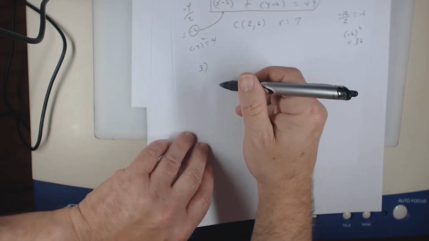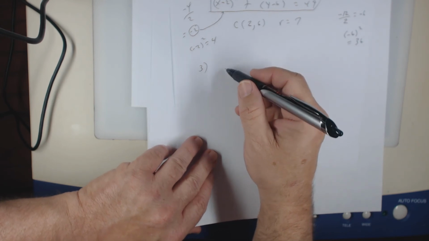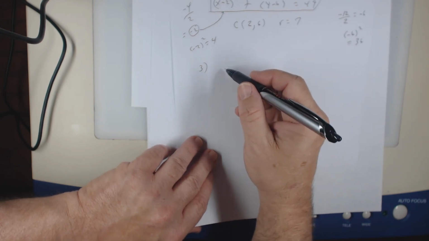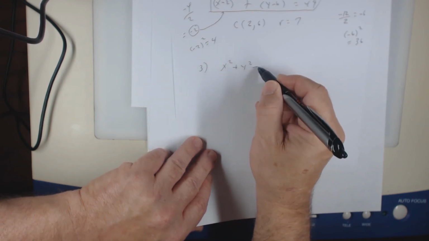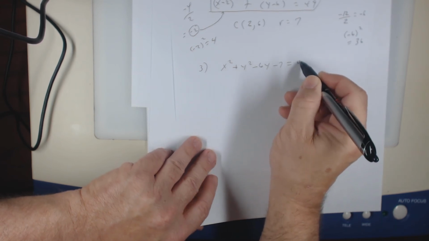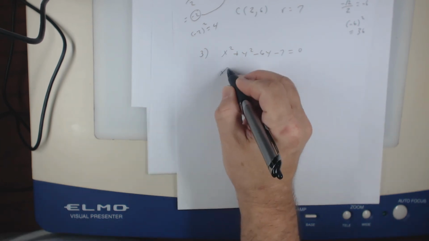All right, suppose I had this equation. Let's suppose we had x squared plus y squared minus 6y minus 7 equals 0. You put all the x's together, put all the y's together, correct? There's only one term with an x squared, so just leave it alone. So it'll be x squared, correct?